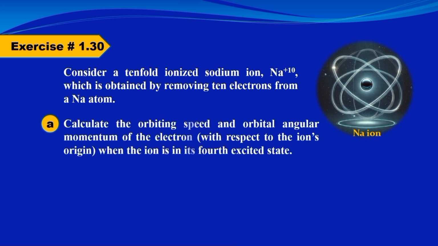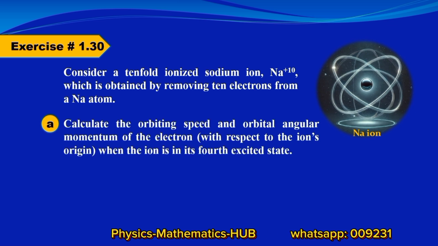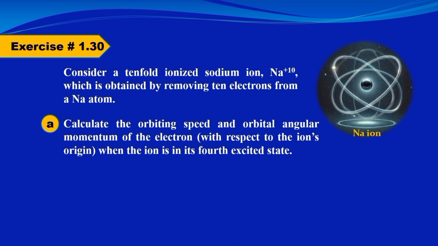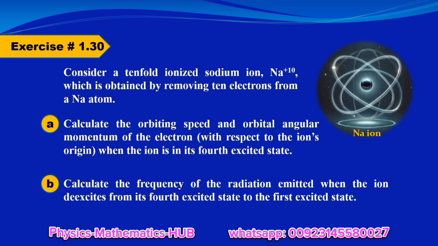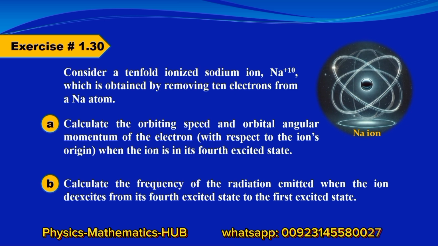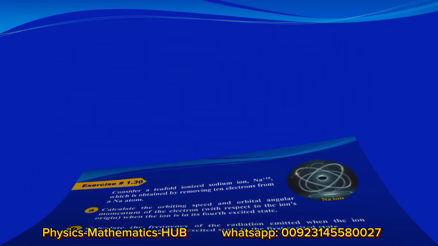In part A, we have to calculate the orbiting speed and orbital angular momentum of the electron with respect to the ion's origin when the ion is in its fourth excited state. In part B, calculate the frequency of the radiation emitted when the ion deexcites from its fourth excited state to the first excited state. So let's get started.